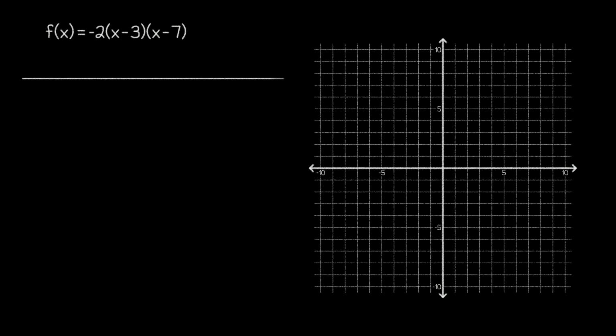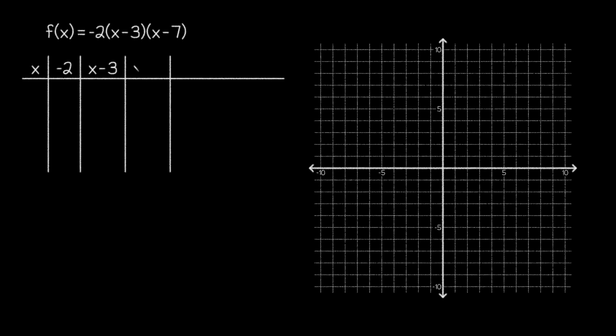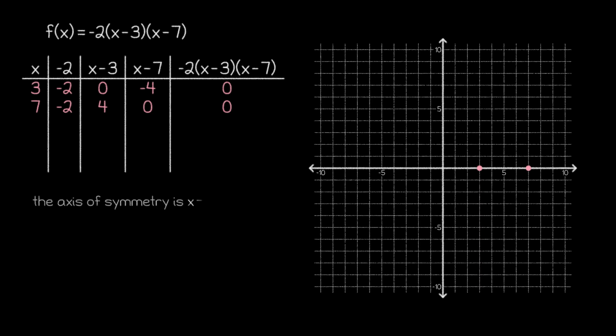Thus, we'll include an extra column in our extended table to show that -2 is a factor of the output each time. Fortunately, this doesn't change our strategy that much, if at all. When we plug in 3 and 7, we still get a factor of 0, which means that the final output will still be 0. Plus, the calculation for the axis of symmetry will still be the same.